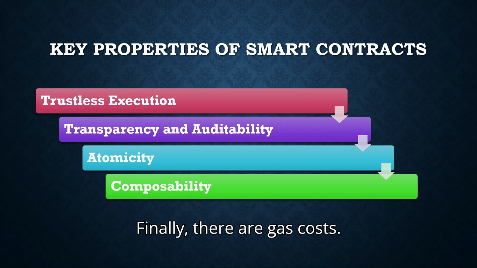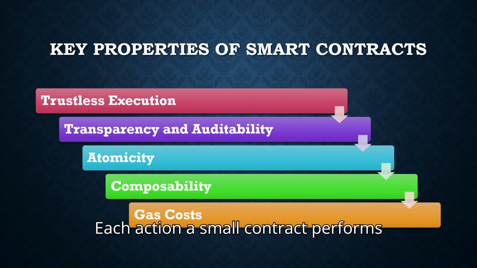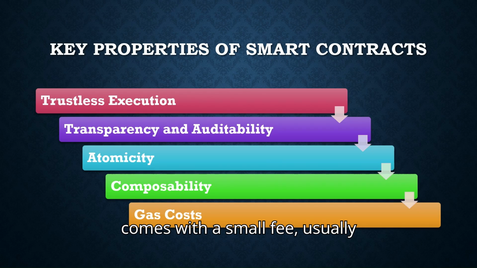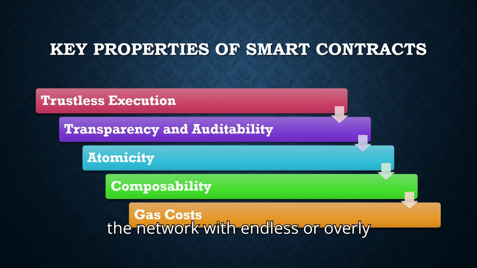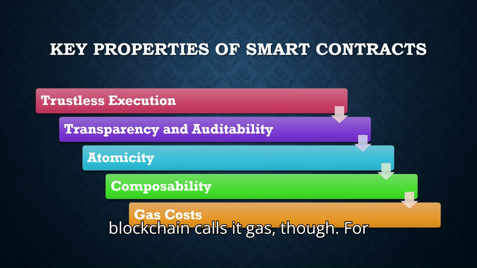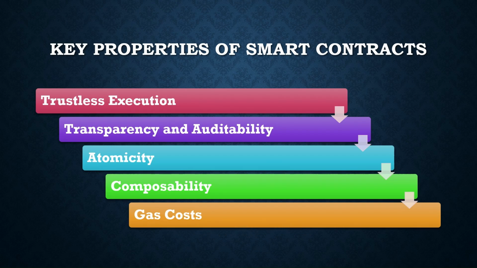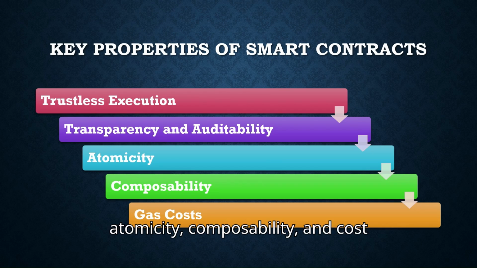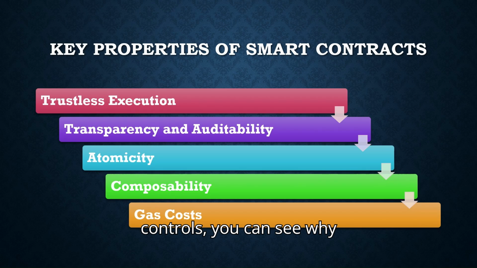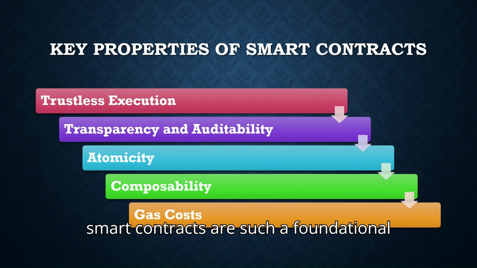Finally, there are gas costs. Each action a smart contract performs comes with a small fee, usually paid in the blockchain's native token, such as ETH on Ethereum or SOL on Solana. These fees prevent people from spamming the network with endless or overly complicated operations. Not every blockchain calls it gas, though. For example, Solana simply refers to it as a transaction fee. So, when you put all these together, trustless execution, transparency, atomicity, composability, and cost controls, you can see why smart contracts are such a foundational technology in blockchain.